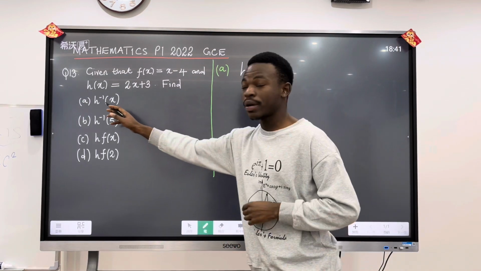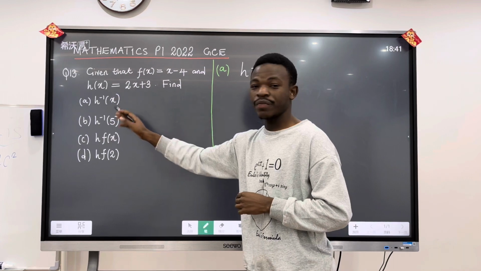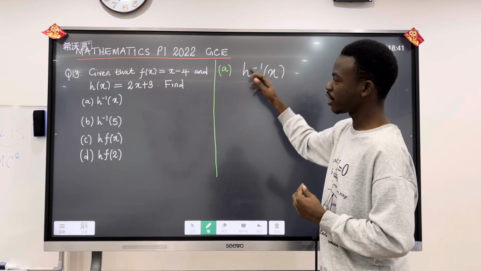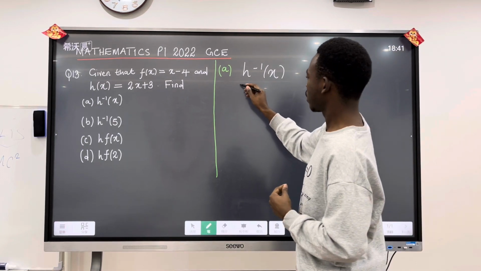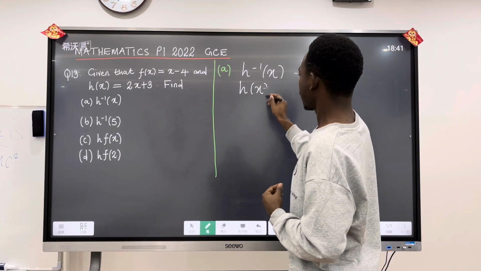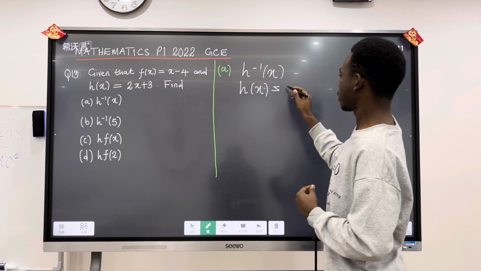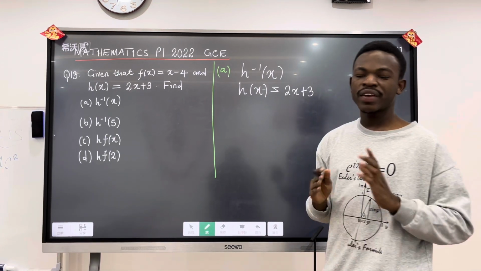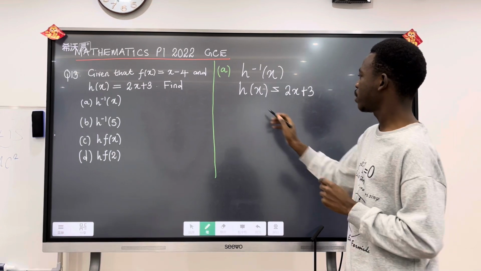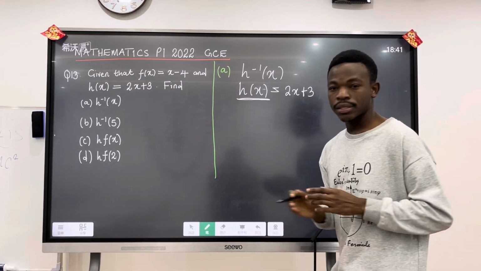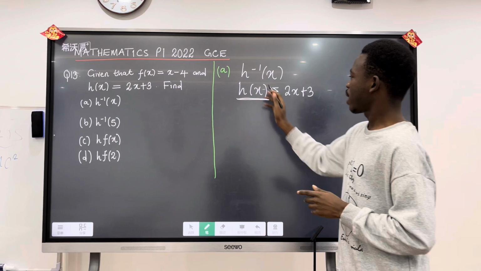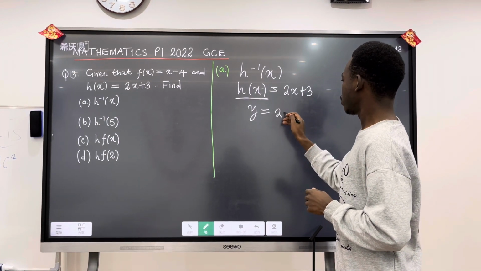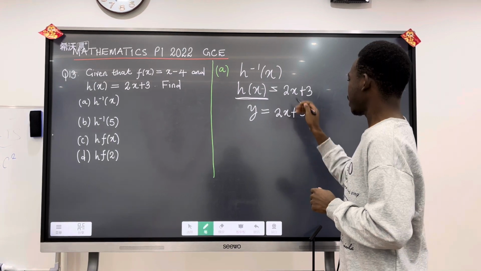This is what we are asked to do here, h inverse of x. So this is what you need to do. The focus is on the function h. We know that the function h of x is 2x plus 3. For us to find the inverse, the first step is to replace h of x by y. Where there's h of x, I'm going to put y. So we now have y equals 2x plus 3.